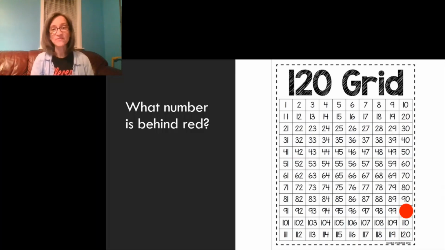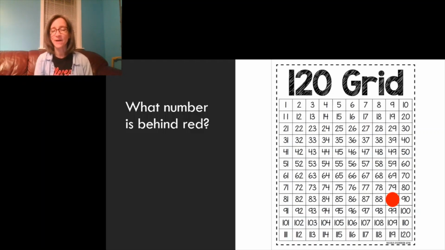Okay, now we're ready for a new game, friends, and this game is called What Number is Behind Red? Think about what you know about the tens place and the ones place and how the digits make patterns on the 120 grid, and can you guess what number is behind the red circle? If you know it, say it. 100. If you said 100, kiss your brain. 100 was behind my red circle.